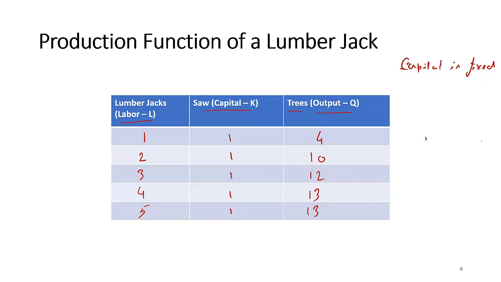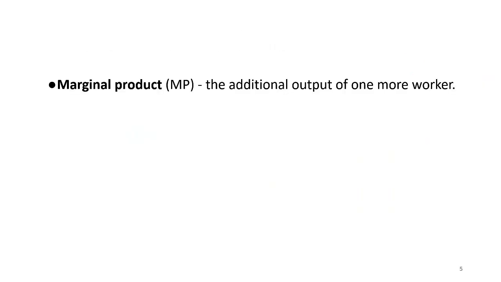Now let's define something which is called marginal product. So what is a marginal product? This is the additional output of one more worker. So here you are asking, if you hire one more worker, how much additional output you are producing? Additional, that means how much extra that person is producing.